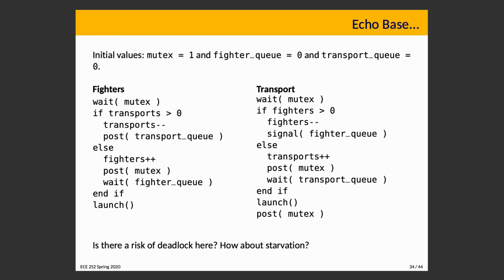So, is there a risk of a deadlock? Let's look it over. Okay. One thing that's noteworthy is there's no nested waits. In fact, we really go out of our way to prevent that, because in both cases where fighters and transport are going to wait on a queue, they make sure to post on the mutex first. So there's nothing there. They won't be blocked as a result of that.